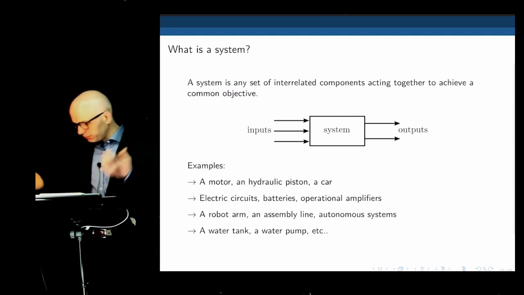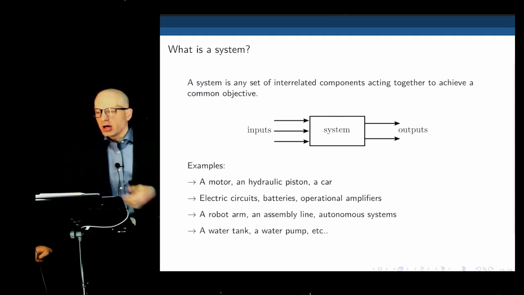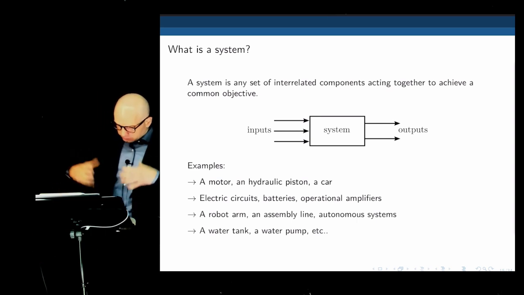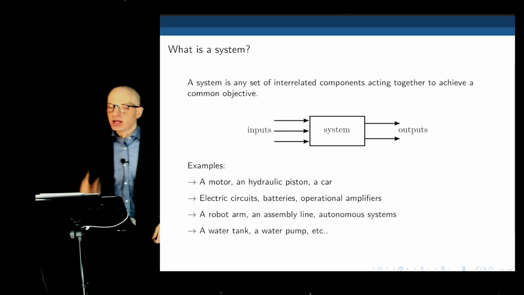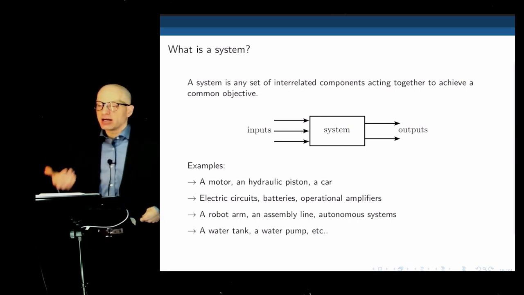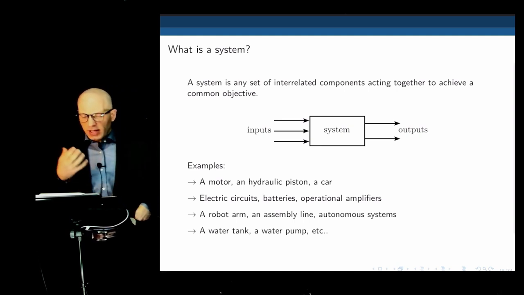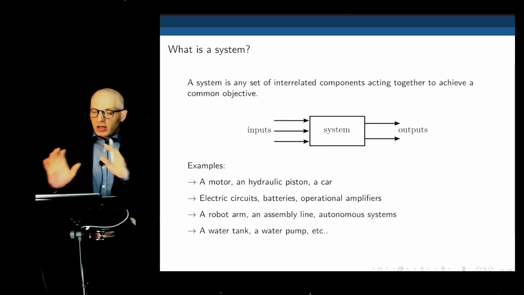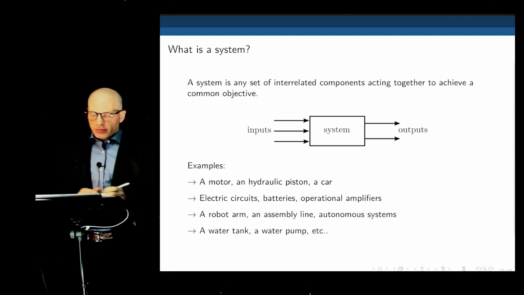Some examples that I have here, but there's only a few: an electric motor, a combustion engine, a hydraulic system, a car, electric circuits, batteries, operational amplifiers, a robot arm, an assembly line, a camera, a dishwasher, autonomous systems, a rocket, a water tank, whatever, any sort of combination of different elements that is designed to perform a certain task. And that system, from now on, will be represented as a box like this one.